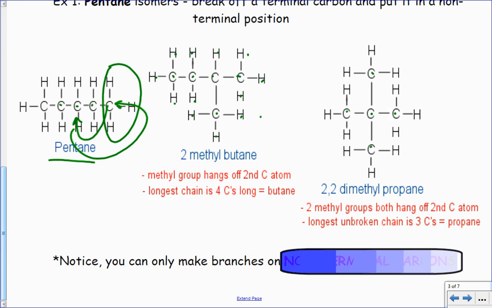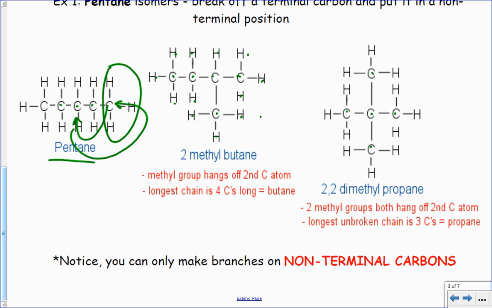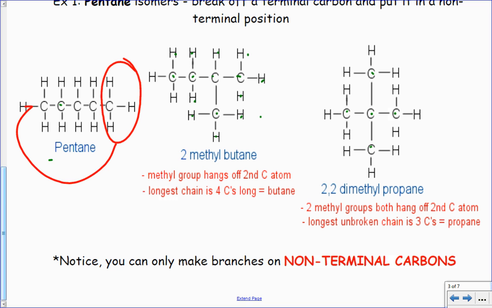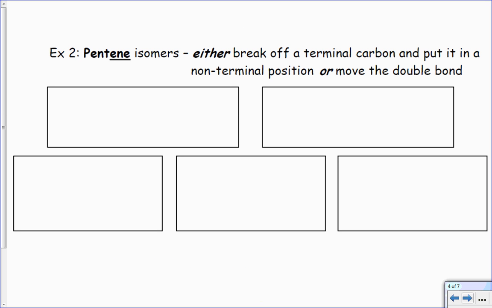Notice you can only make branches on the non-terminal carbons. It doesn't make any sense if I were to, let me change colors and erase a little bit, just so we can see. If I were to take this carbon, cut it off, and put it over onto this carbon, it would be the exact same thing. So that's why I can't put the branches on the end carbons. Remember, terminal means end. If you needed a carrot, that would be one.